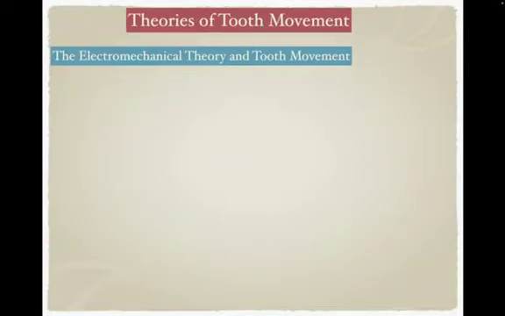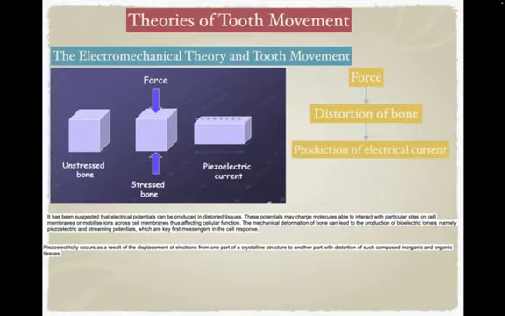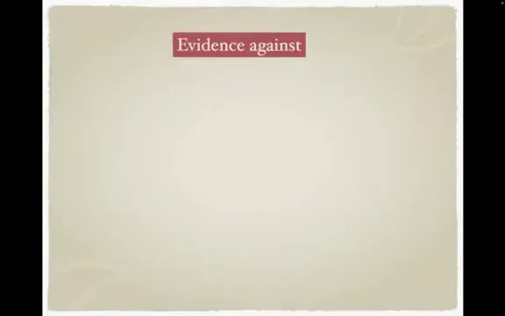The second theory is called the mechanical theory, which is also called the piezoelectric theory. This theory believes that when you apply a force, as we know, the bone is resilient, so we will have a little bit of distortion or bending of the bone. And we know that bone is formed from calcium and phosphorus ions. So this distortion of the bone will result in the production of an electrical current or electrical potential that will act on the cell membranes and will activate them either to do bone resorption or bone deposition.